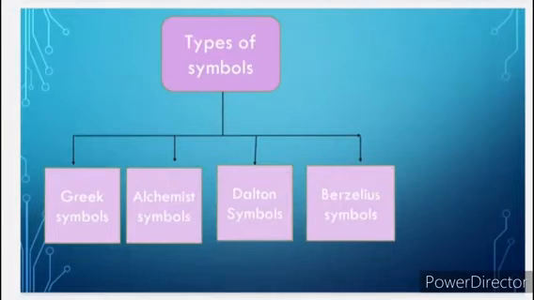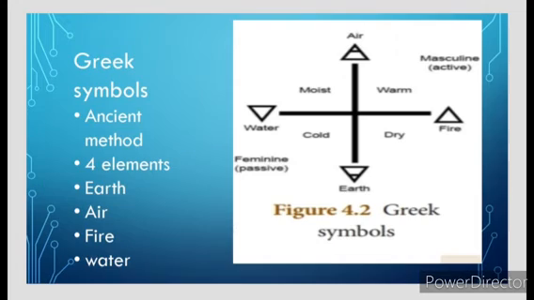Elements. First we see the Greek symbols. Greek symbols were used by the ancient Greeks. It's one of the methods. They are used for 4 elements. What are they? Earth, air, fire, water. So the 4 basic elements around us, such as earth, air, fire and water, they all used in symbols. That is called the Greek symbols.